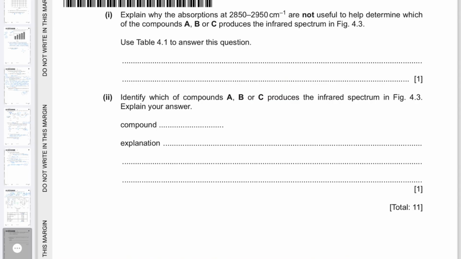Explain why the absorptions in this range are not helpful to determine which compound produces the spectrum. Once again, this will result from carbon-hydrogen bonds, which are found in all three of the compounds. So all of them are going to have absorptions in this range.